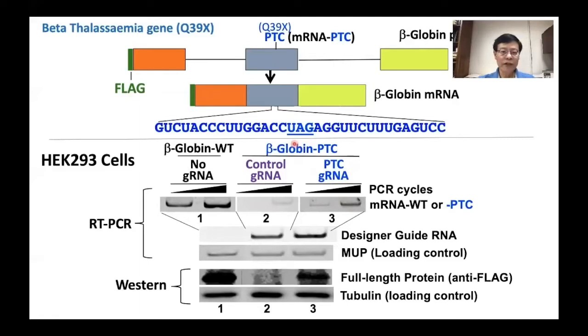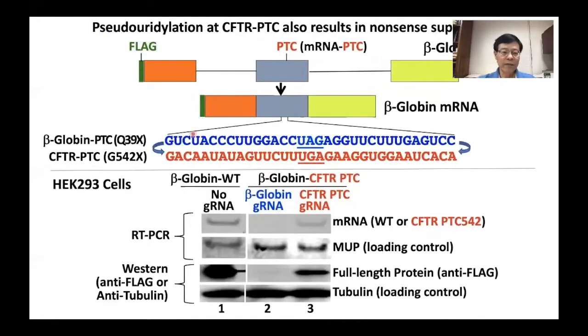How about the CFTR? We did another experiment simply by replacing the beta-globin PTC sequence with a naturally occurring CFTR PTC sequence over here. And this is the PTC 542 position, and its surrounding sequences, again 30 nucleotides long, a complete substitution with this sequence. Now, we did the same experiments, and first let's look at the wild type again, with no PTC there, and we detect the messenger RNA and the protein.